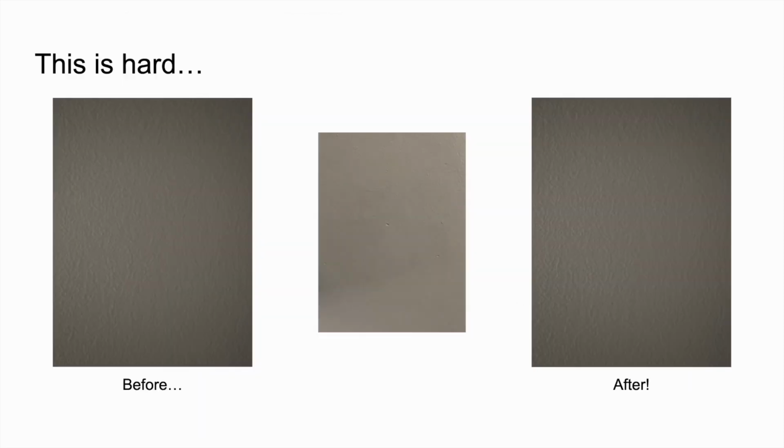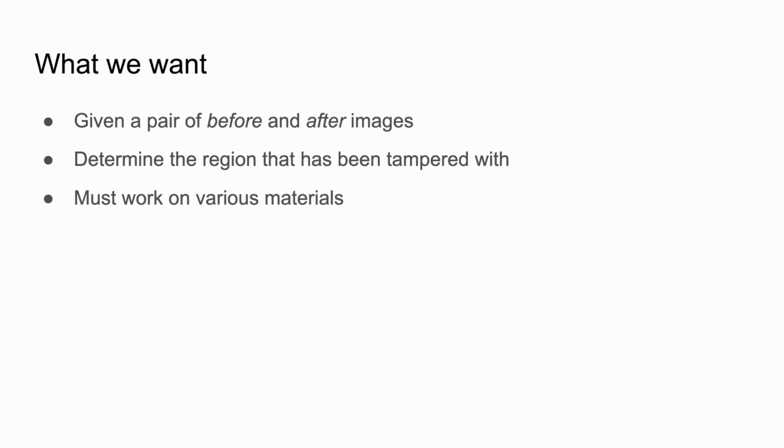Given a pair of regular images, it is nearly impossible to find where a surface was tampered with. What we want to do is, given a pair of before and after images, determine the region that has been tampered with and generalize a technique that can work with a large number of surface types. Unlike with traditional forensic analysis techniques, we do not want to change the surface at all by applying fingerprint powders.